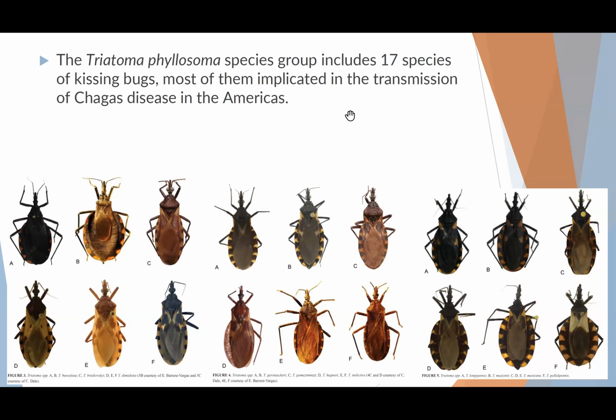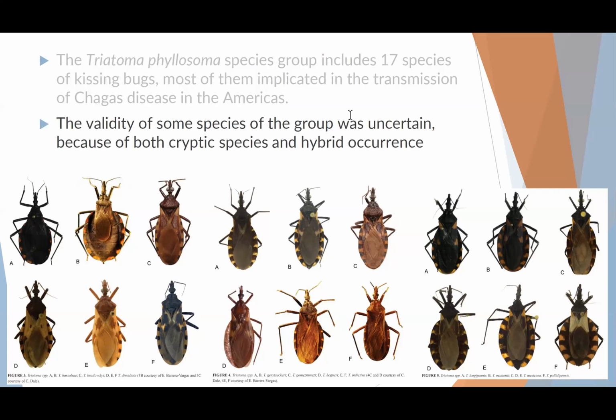Well, the Triatoma phyllosoma species group includes 17 species of kissing bugs, most of them implicated in the transmission of Chagas disease in the Americas. Because of the medical relevance, there is a large amount of data about them. However, the validity of some species of the group was uncertain because of both cryptic species and hybrid occurrence.